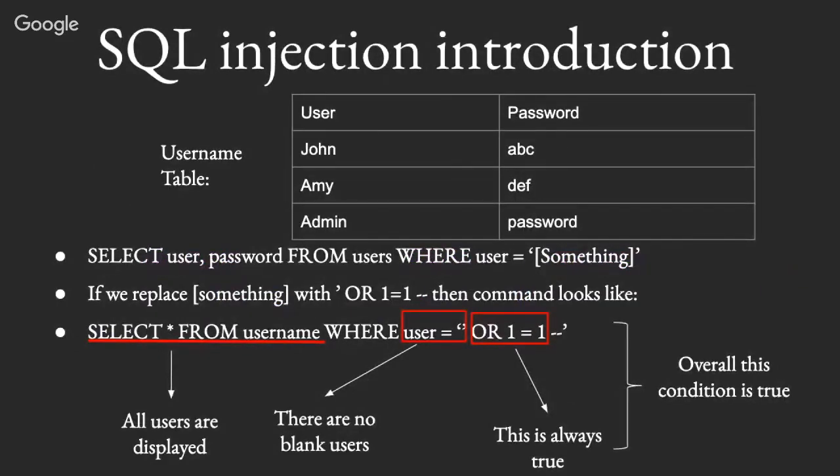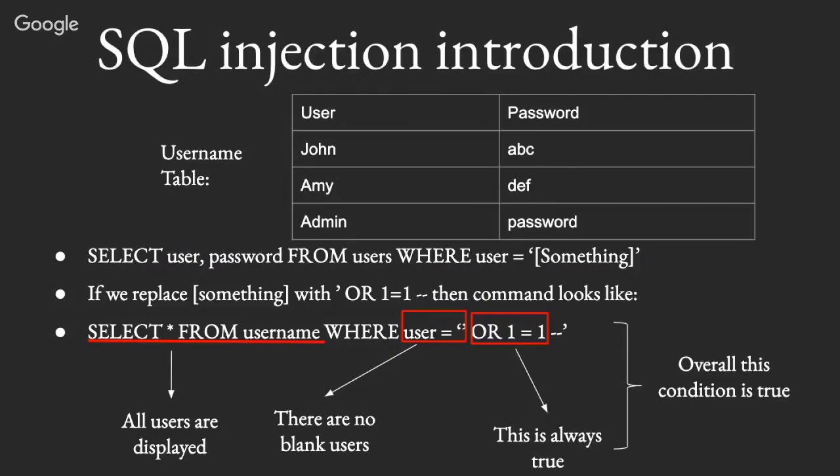Yeah, so something like this. We have a username table with user and password, they are all there. So when I select user, password from user where user is John, the screen will show John and password ABC. However, if we replace something with code like 1=1, as 1=1 is always true, all the users will be displayed.